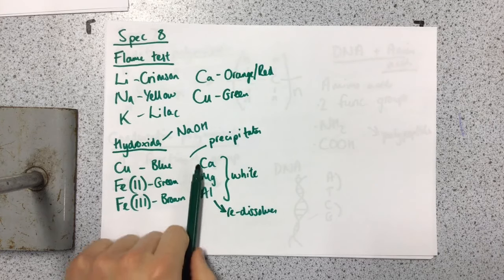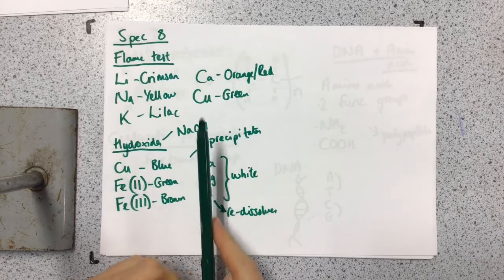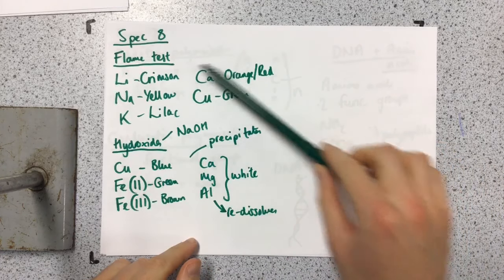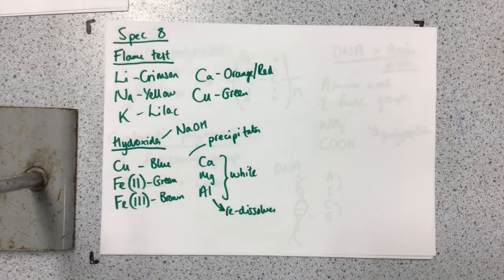And then between calcium and magnesium, how would you determine that? Well, that's where you'd then use your flame test. So you'd then use the colour of calcium there, orange-red, to determine that. So the one left must therefore be magnesium. So there's your hydroxide test.